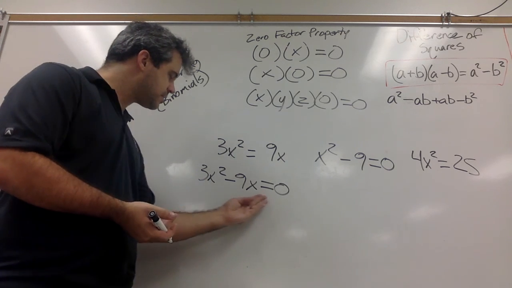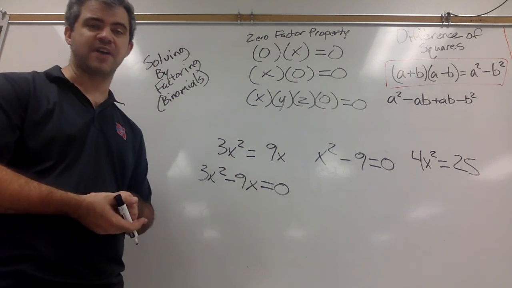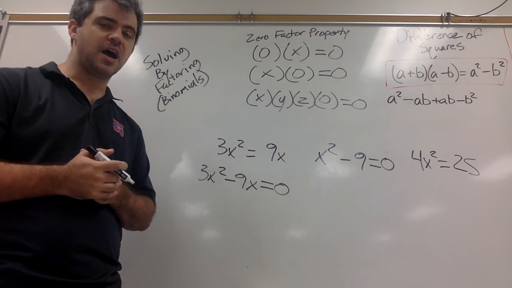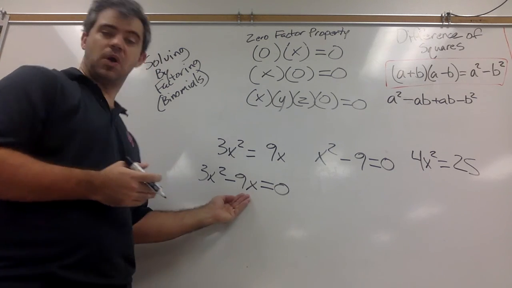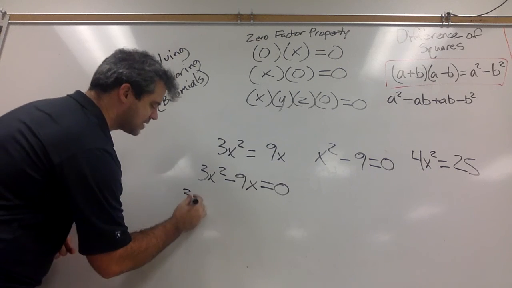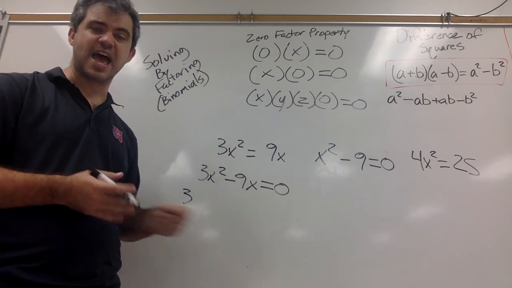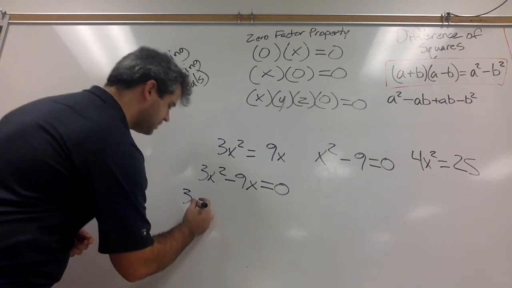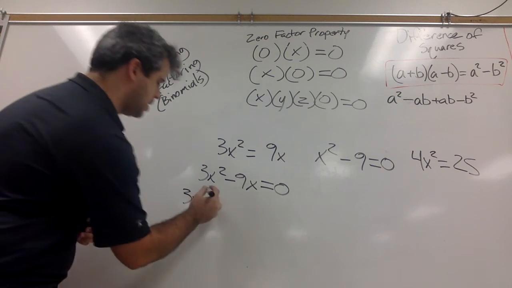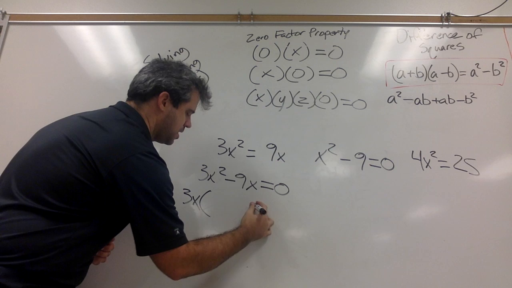So what I'm going to do here is look for my greatest common factor. What can I divide evenly out of this? Well, I can divide out a 3. So that's going to be part of my greatest common factor. I can also divide an x evenly out of both of these. So I'm going to divide out 3x.